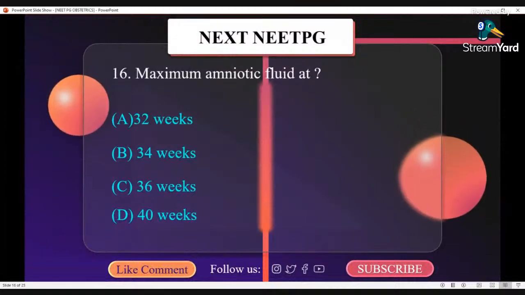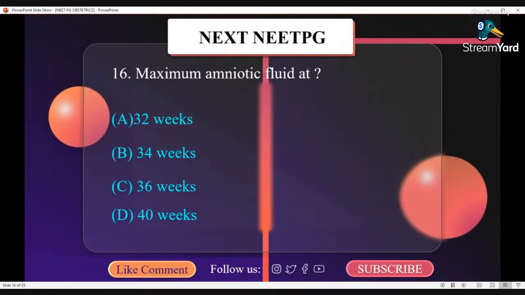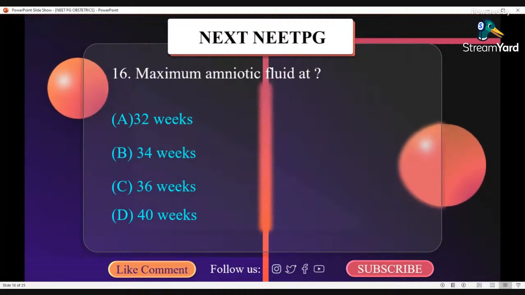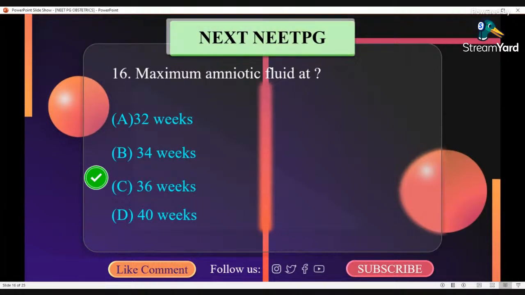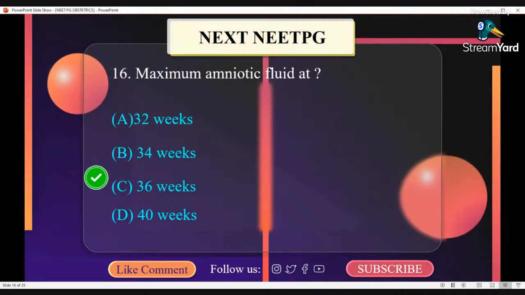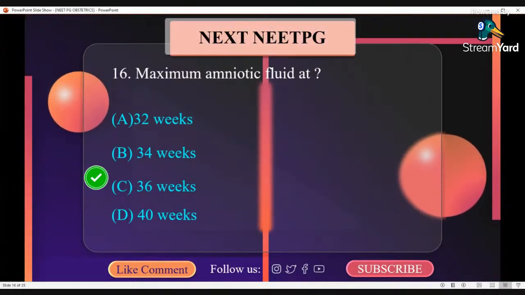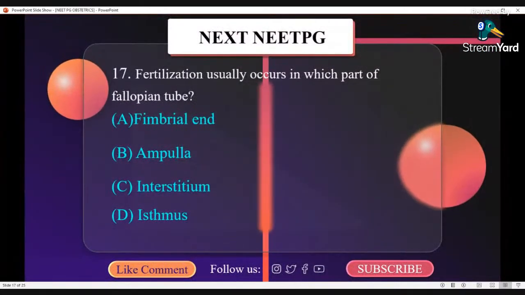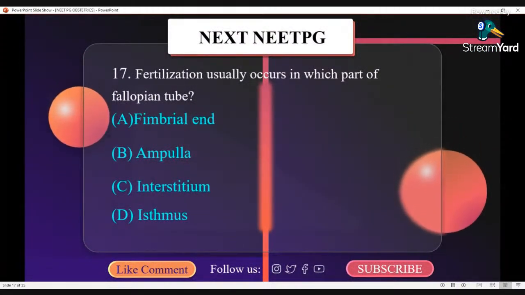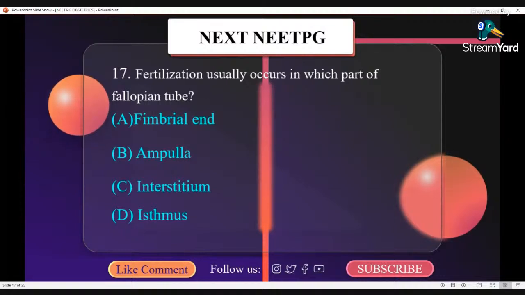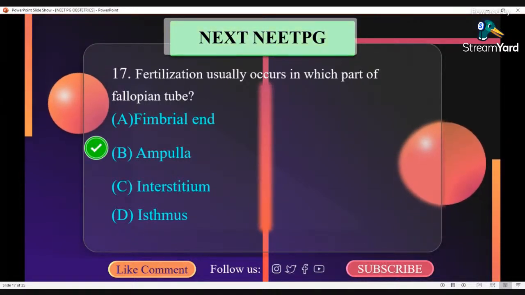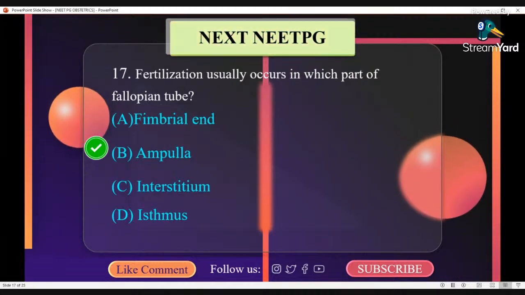Maximum amniotic fluid is present at A, 32 weeks, B, 34 weeks, C, 36 weeks, D, 40 weeks. So the correct option here is C, 36 weeks. At 36 weeks, maximum amniotic fluid is present. Fertilization usually occurs in which part of the fallopian tube? Fertilization usually occurs in the ampulla of the fallopian tube.